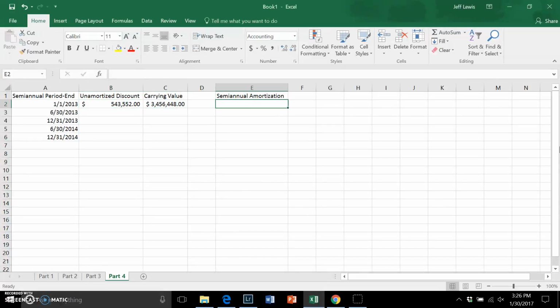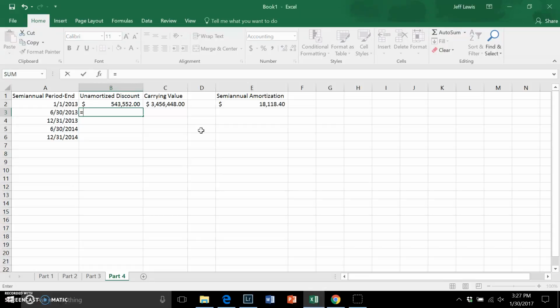So now we need to calculate our semi-annual amortization, and this is the value that's going to be able to complete the table. So we're going to take our total discount, which is 543,552, and then you're going to divide that by the number of periods. So we were told that it's a 15-year bond, and it pays interest semi-annually. So that means that there's 15 times 2, so there's 30 periods. So you're going to divide the total discount by the number of periods, and you get 18,118, and that's our semi-annual amortization on the bond.